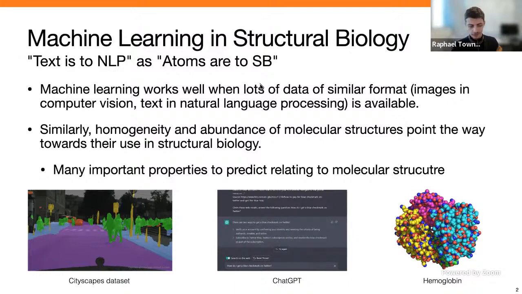A couple of examples down here: my own background is originally from computer vision. That's what I started my PhD at Stanford in, in fact. But obviously we've got ChatGPT, and then also methods for proteins like hemoglobin here, which is fundamentally composed of these atoms in three-dimensional space.